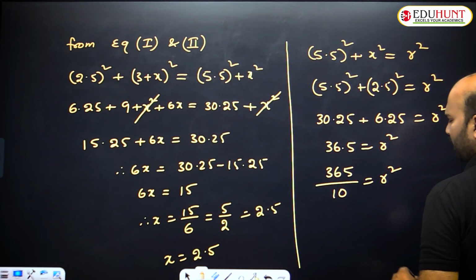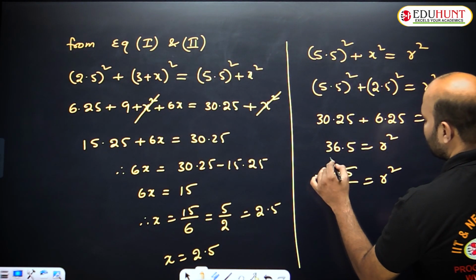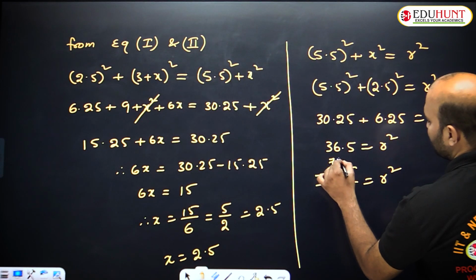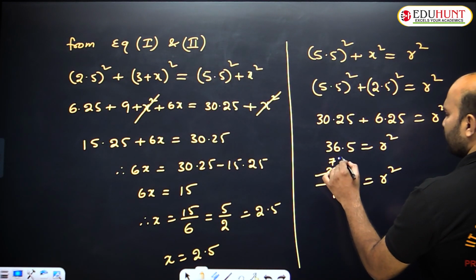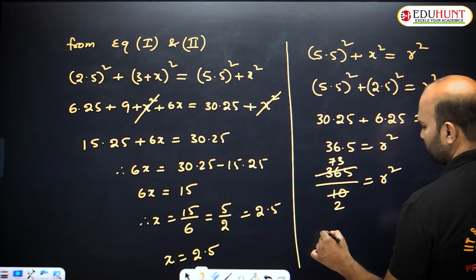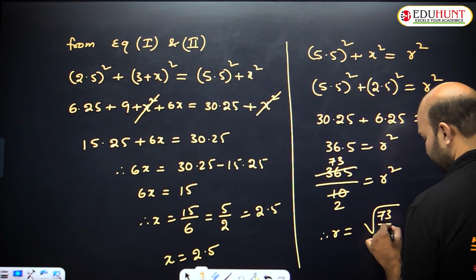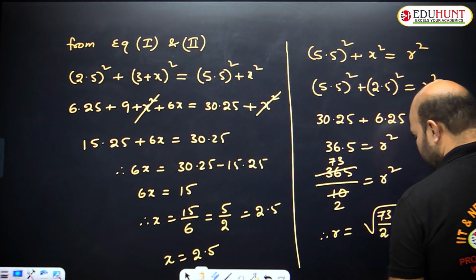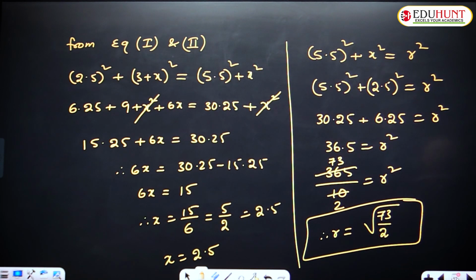So according to cancellation, 5 sevens are 35, remainder 1, 5 threes are 15, so it is 73 by 2. Therefore r equals square root of 73 by 2. So this is the required answer. The radius of the circle equals square root of 73 by 2.